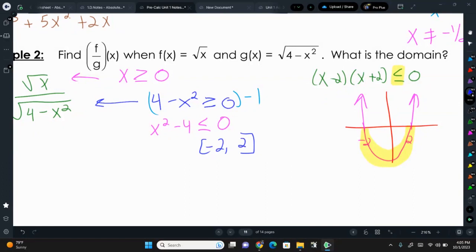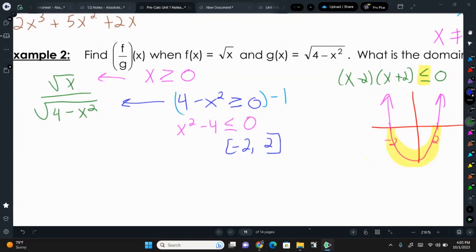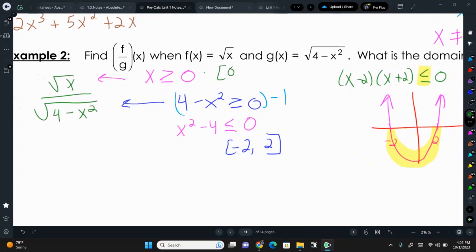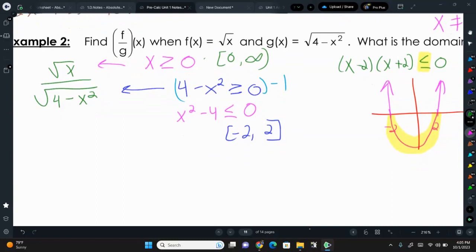So when we combine them, this one up here, x is greater than or equal to 0, would be 0 to infinity. So when we combine those two, the domain is going to be 0 to 2. Because the denominator says we can go all the way down to -2, but the numerator says we can only go down to 0. The numerator says we can go all the way up to positive infinity, but the denominator says we have to stop at 2.